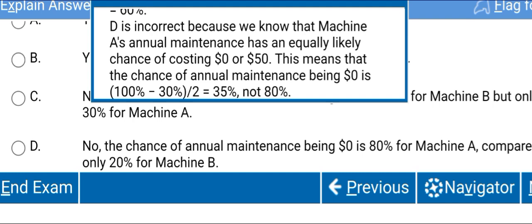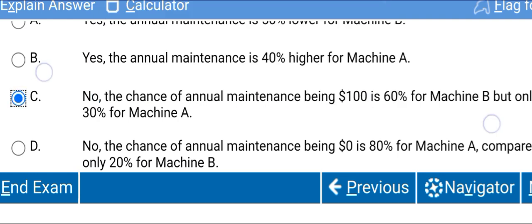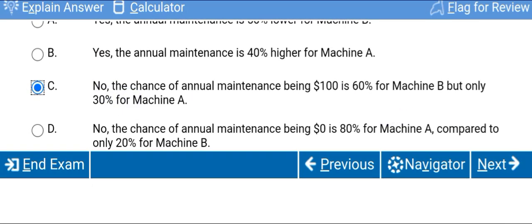So here the correct option is option C. This one is the correct option, which says no, the chance of annual maintenance being $100 is 60% for machine B, but only 30% for machine A.